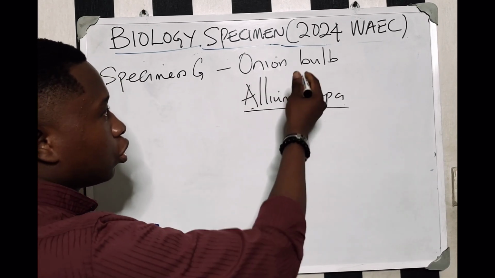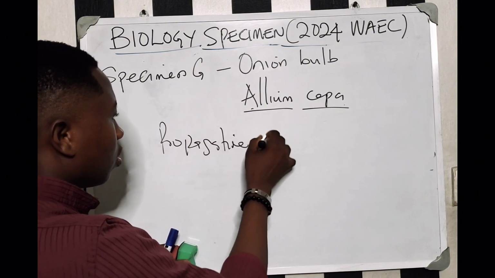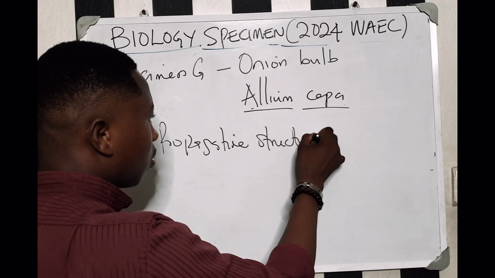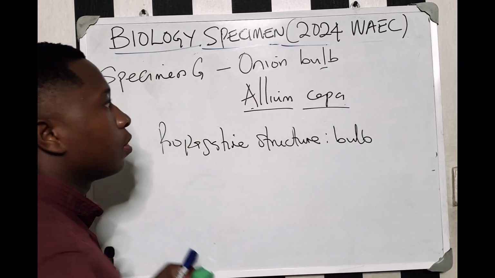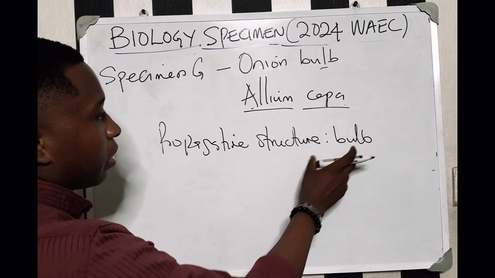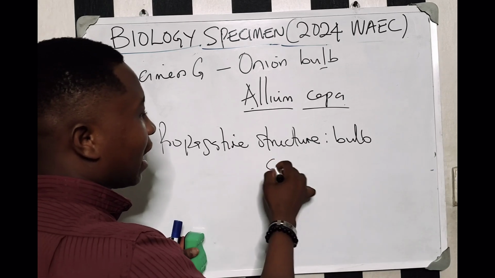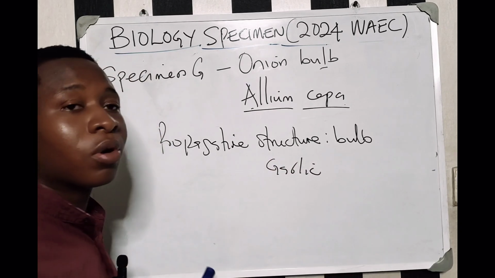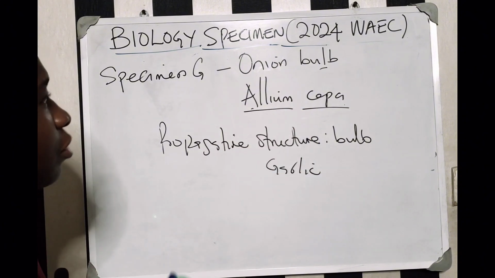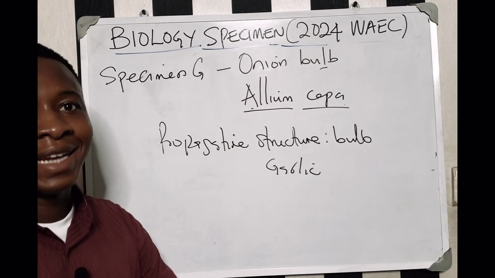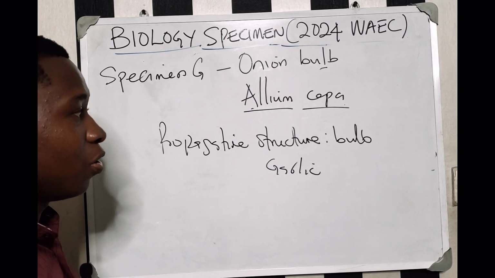The propagative structure of onion bulb is known as the bulb, just like you have here. These fall in the category of the likes of garlic and so on. Now you can be asked to differentiate between the onion bulb and the ginger. So there are differences.